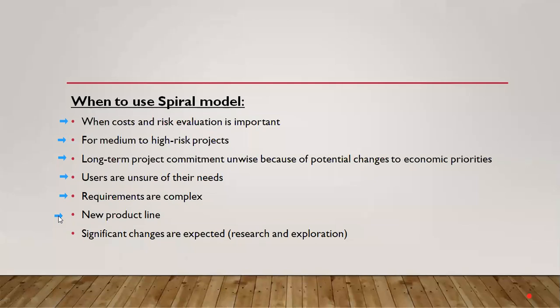So in a prototype model, everything is new, but here half or some part of the project is new. That is called a spiral model. Next, significant changes are expected. Every time we go for research and exploration, we make changes on that particular app. This year if we modify something, next year we keep working on that same app. Such kinds of projects should select a spiral model.